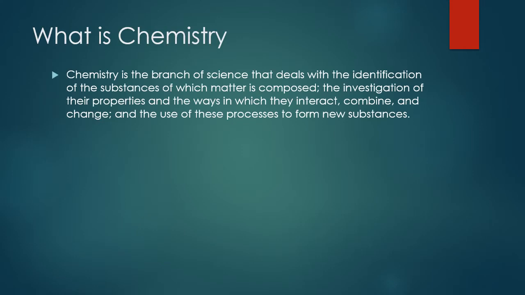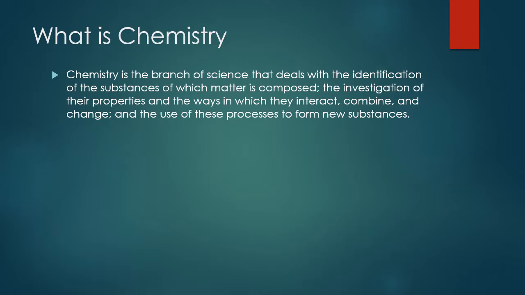Before we start talking about these topics, let's go ahead and get a definition of chemistry. You probably have a basic idea from maybe high school of what chemistry is, but let's take this definition and then break it down a little bit. Chemistry is the branch of science that deals with the identification of the substances of which matter is composed, the investigation of their properties and the ways in which they interact, combine, and change, and the use of these processes to form new substances.